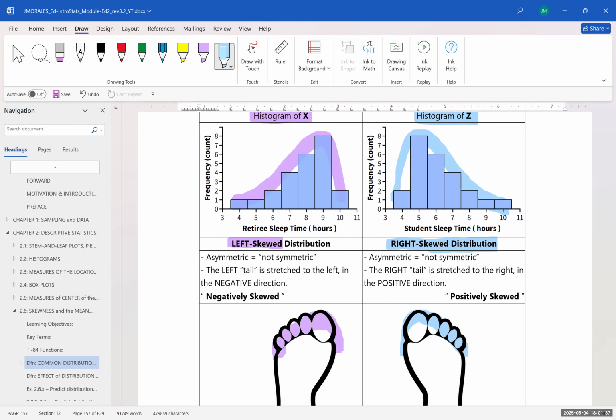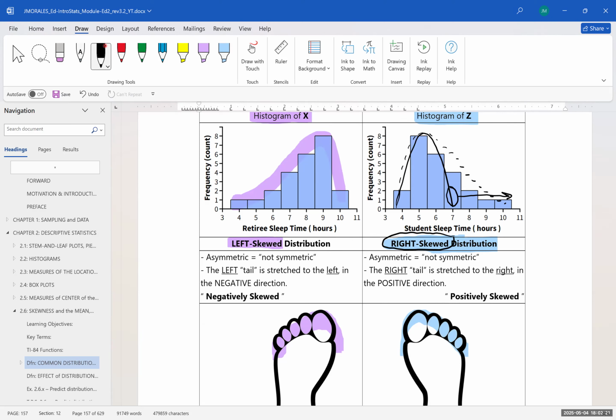Another way to think about it being right skewed is, imagine if this distribution was symmetrical. It might look something like this. But if you took the right-hand side and pulled it outwards to the right, it's going to look like that. So that might be another way of thinking about this being right skewed.